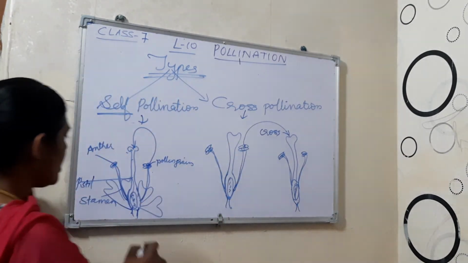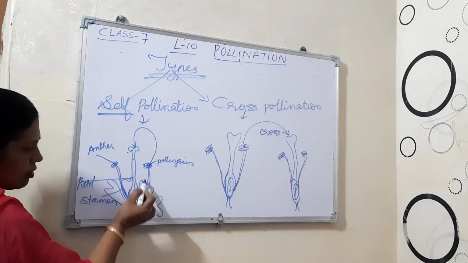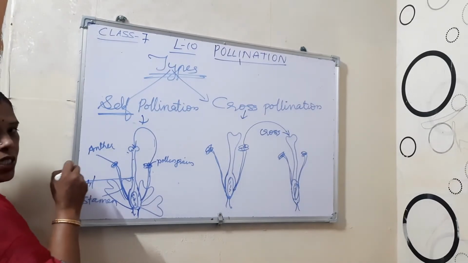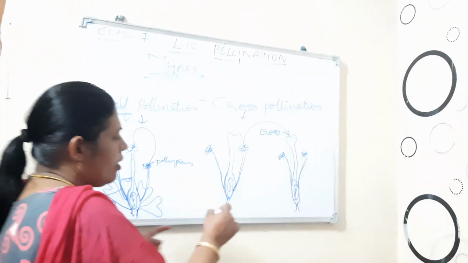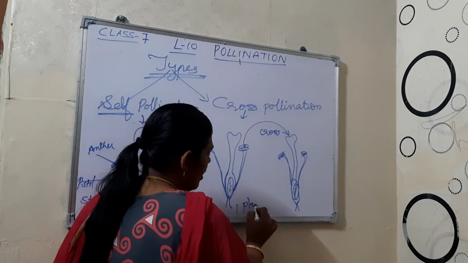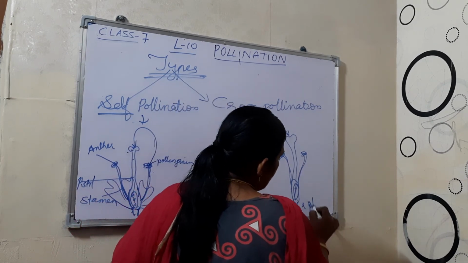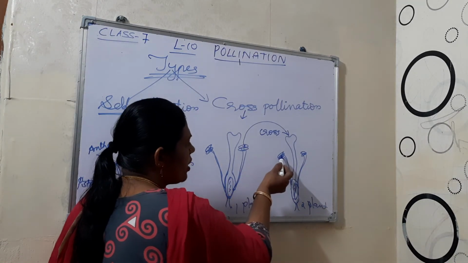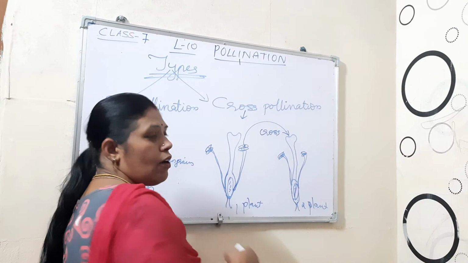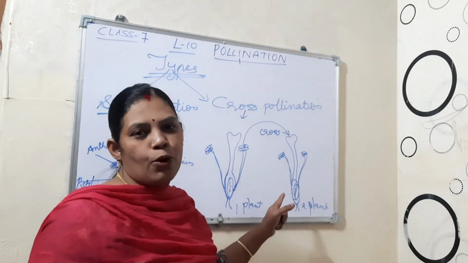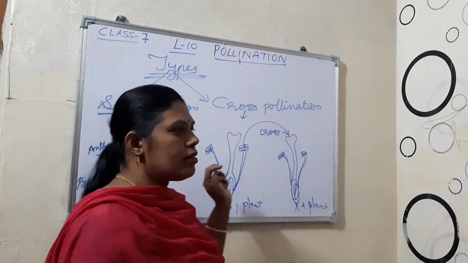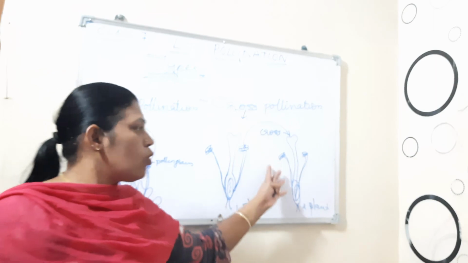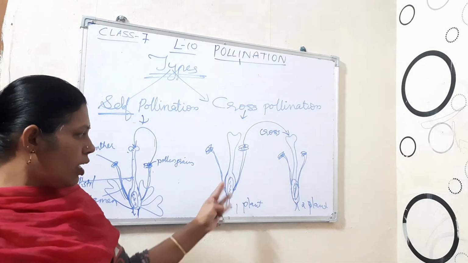That is cross. Here it is from the same flower. Both are there. From the same flower, the pollen grains are falling onto the same flower's stigma. But here, from one flower of one plant, it goes to the second plant. Otherwise, from here, these pollen grains may fall onto this stigma. That way also it may happen. That is cross-pollination. These are the types of pollination: self in the same flower, but cross means with another flower. Okay, so understood this one.